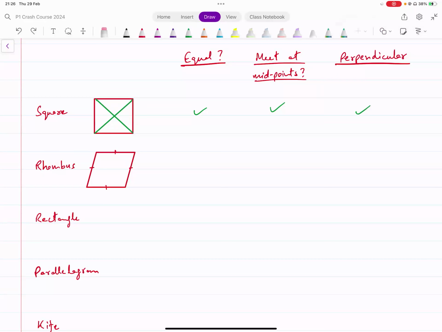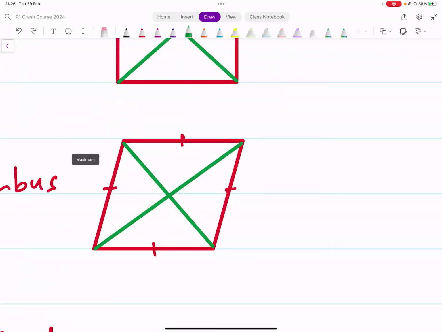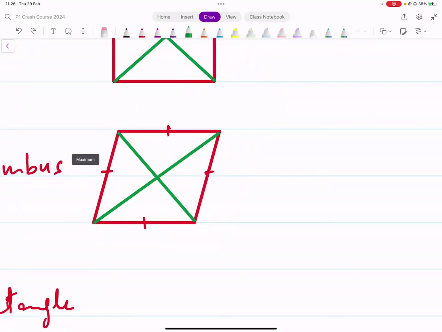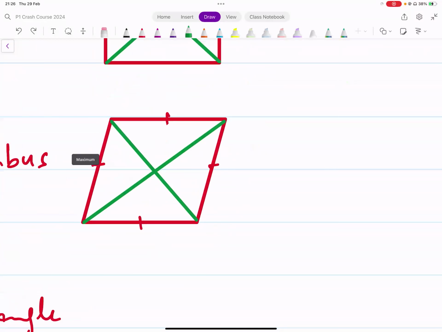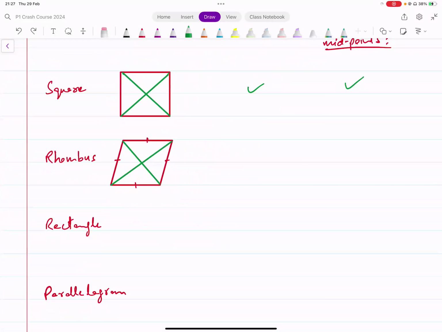Now, what about the diagonals of this shape? Are they going to be equal? Are these diagonals equal? What do you think? Are they going to be equal? Yes or no? Look at these lines. Do they look equal?